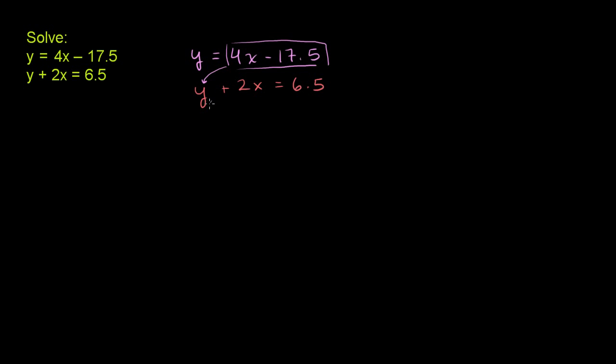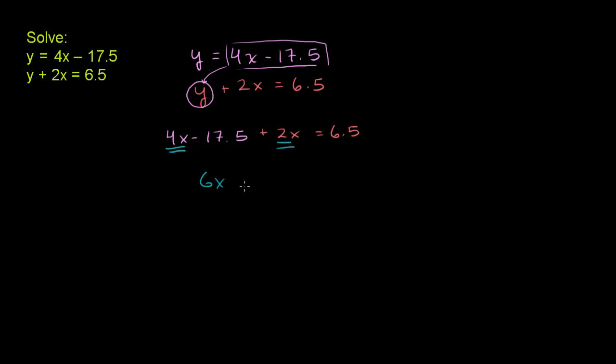So if we were to replace this y with 4x minus 17.5, because that's what the first equation is telling us, then we get 4x minus 17.5 plus 2x is equal to 6.5. And now we have a single linear equation with one unknown. Let's solve for x. So first we have our x terms. We have a 4x and we have a 2x. We can group them or add them together. 4x plus 2x is 6x.